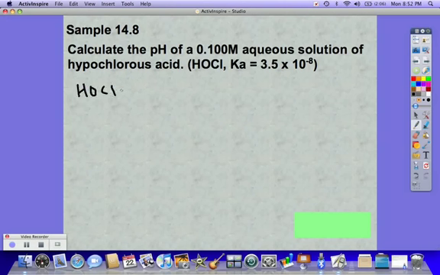Alright, so I'm going to write my dissociation equations for each of the reactions. So I have hypochlorous acid, which is 3.5 times 10 to the negative 8. And I also have water, but that one's 1 times 10 to the negative 14th. So this one is going to be the stronger acid, so I'm just going to write this equation. But make sure you check, because water sometimes can be the stronger acid. Write my equilibrium expression.